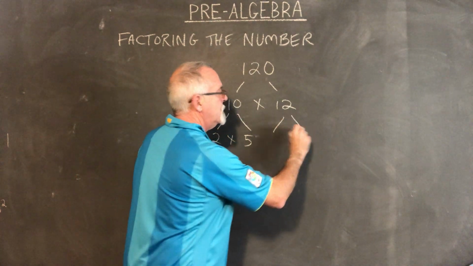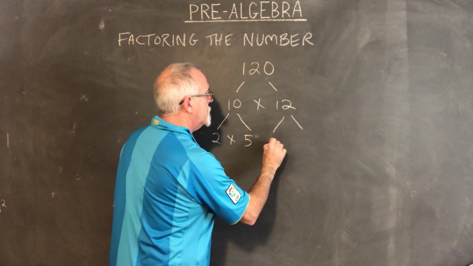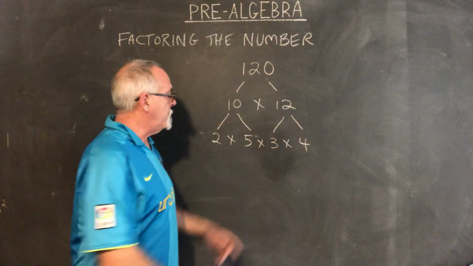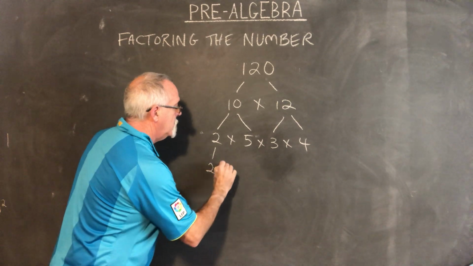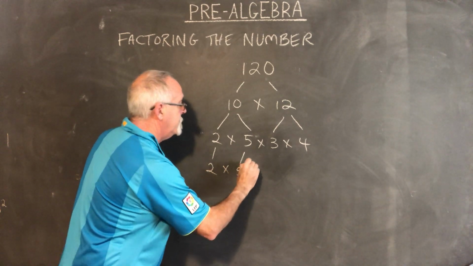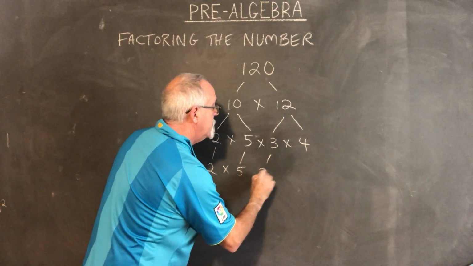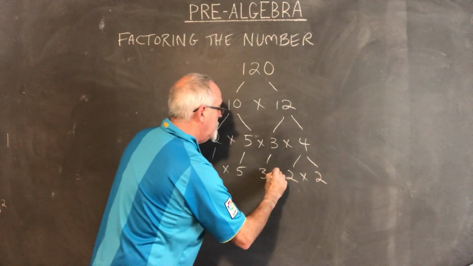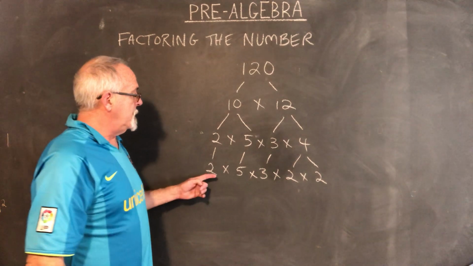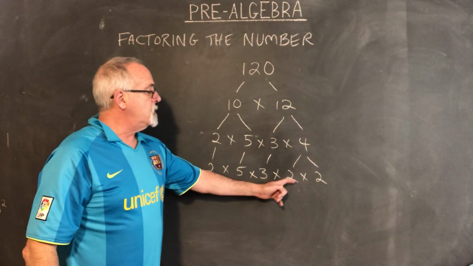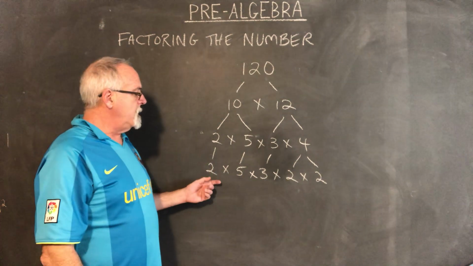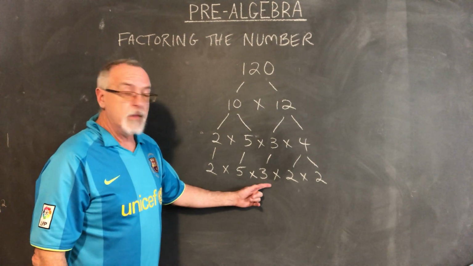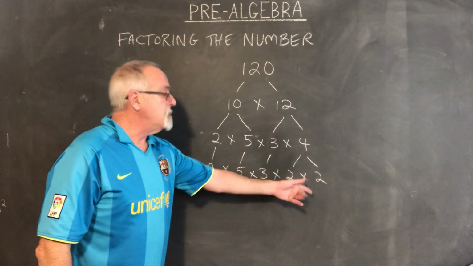And then 12, we've seen this one before. I can break it into 3 times 4. And I'm almost finished, but not quite. 4 is not prime. So I have to copy down the 2, copy down the 5, copy down the 3, and then take the 4 and break it into its factors, which is 2 times 2, and put in my multiplication symbols. 2 times 5 times 3 times 2 times 2 has to give 120. Let's test it. 2 times 5 is 10, times 3 is 30, times 2 is 60, times 2 is 120.